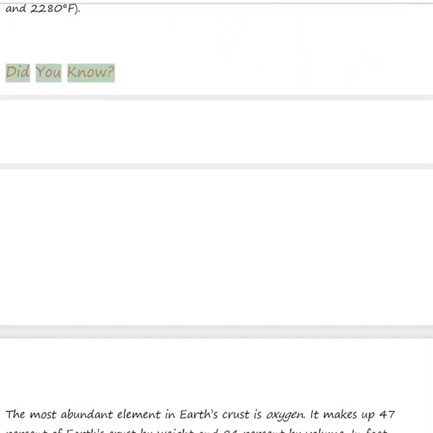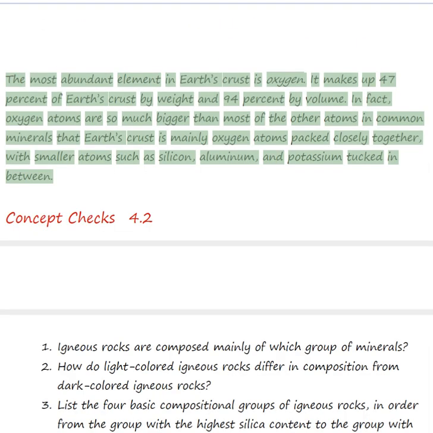Did you know? The most abundant element in Earth's crust is oxygen. It makes up 47% of Earth's crust by weight and 94% by volume. In fact, oxygen atoms are so much bigger than most of the other atoms in common minerals that Earth's crust is mainly oxygen atoms packed closely together, with smaller atoms such as silicon, aluminum, and potassium tucked in between.